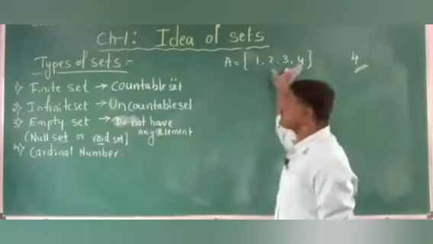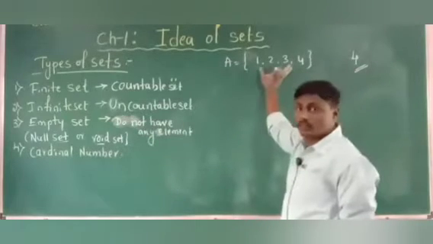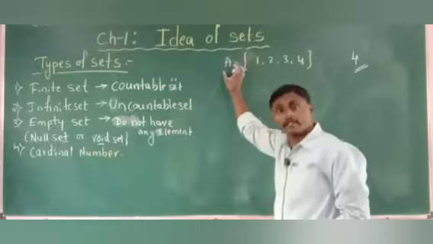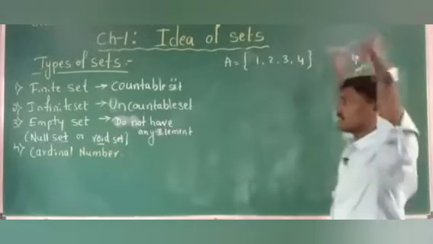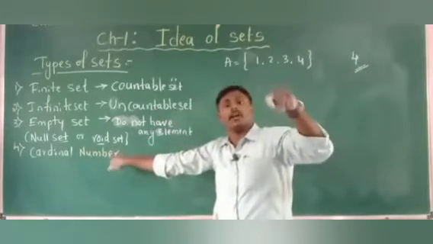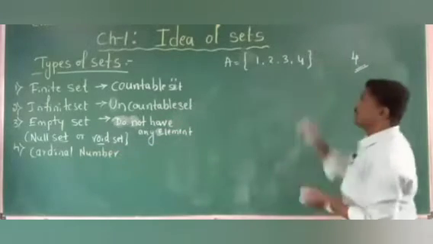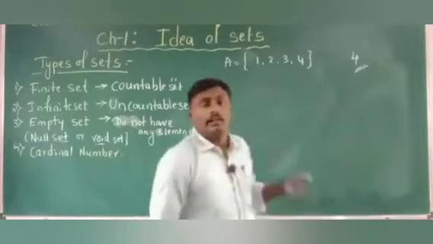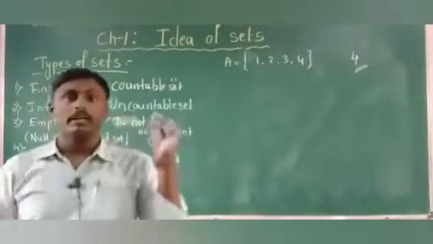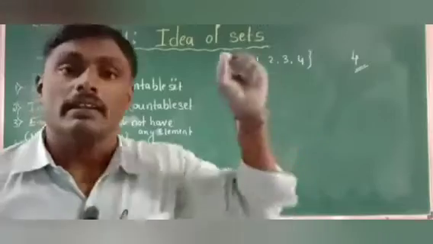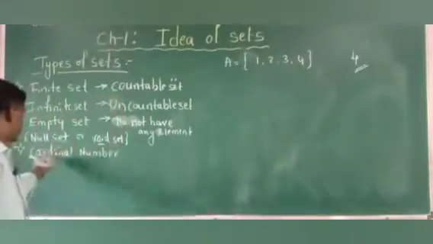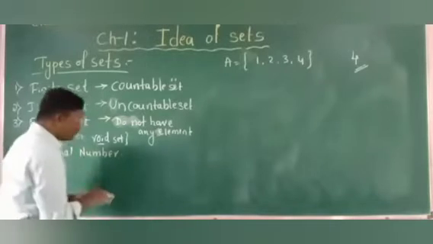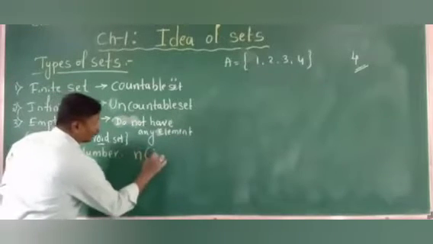How many elements are there in set A? 4, no? There are 4 elements which are existing in set A. This 4, the number of the elements which are existing in one particular set, is called a cardinal number. So how can you define the cardinal number? Cardinal number is the number that indicates the number of the existing elements or members in the particular set, and it is denoted by the symbol n of set.